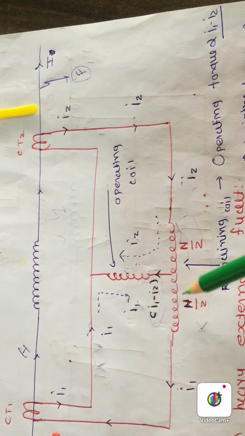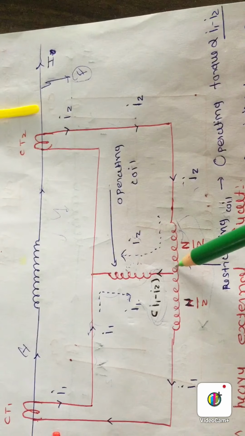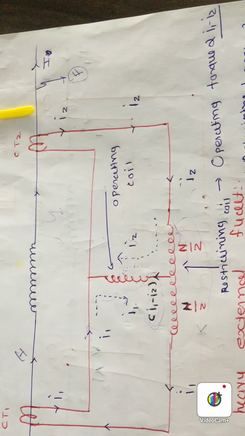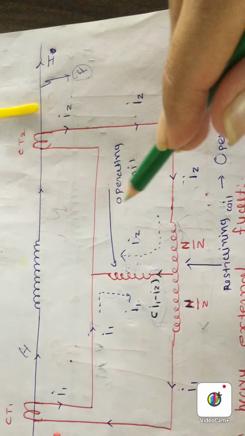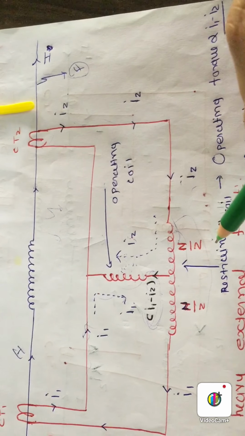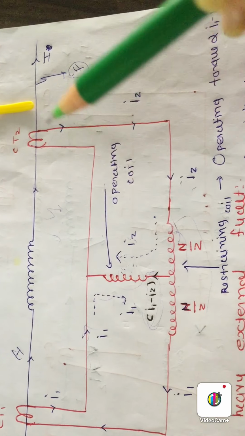Okay, the retaining coil will produce retaining torque, the operating coil will produce operating torque. Okay, when the relay will operate, then the operating torque is higher than the retaining torque. When in normal condition, always the retaining torque is higher than the operating torque.